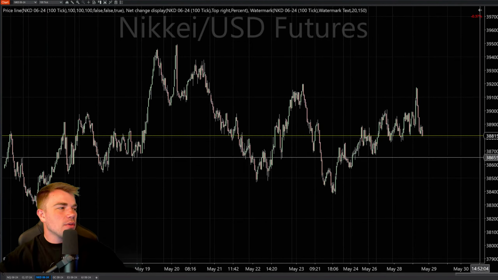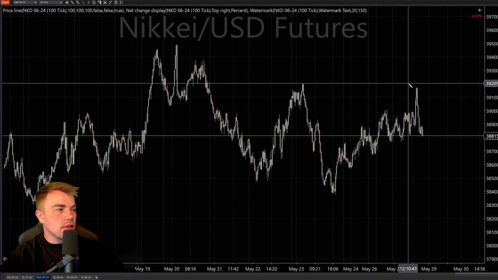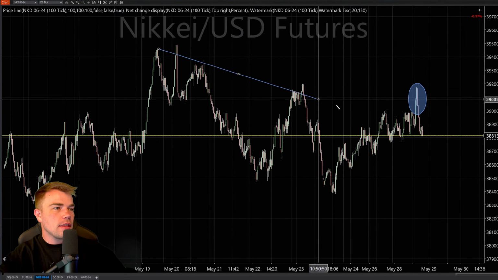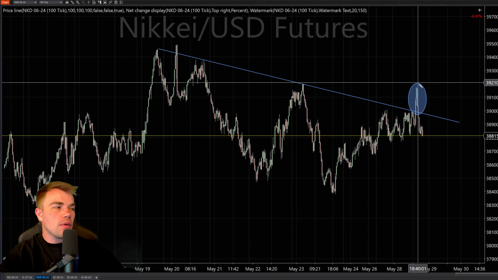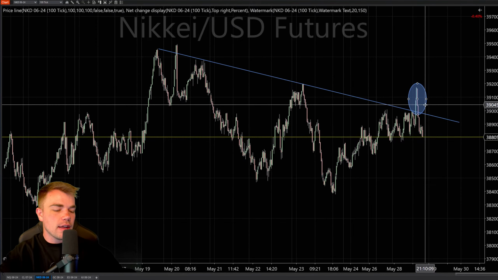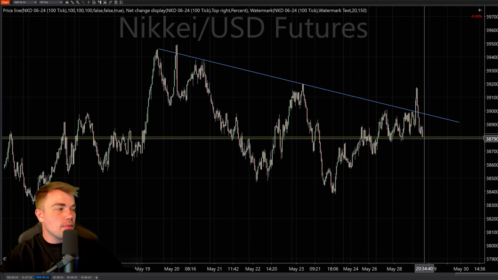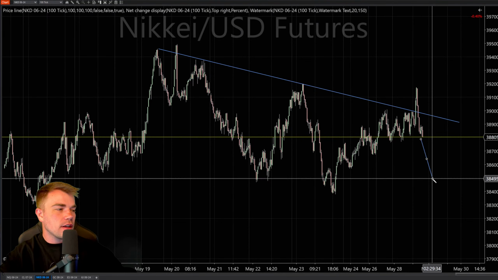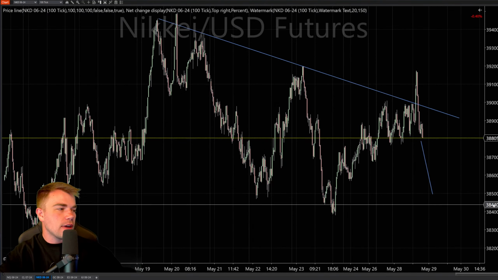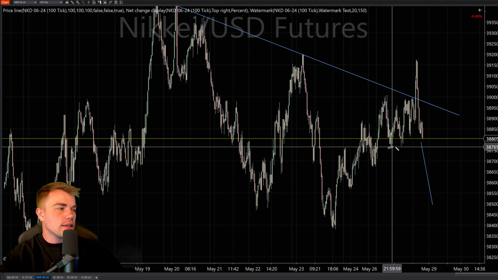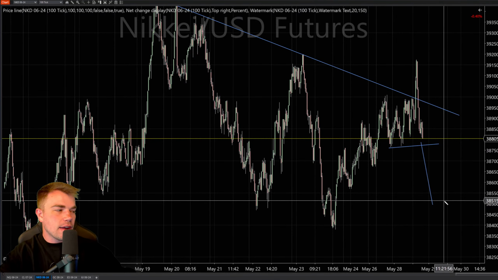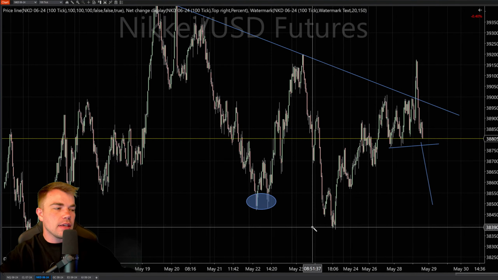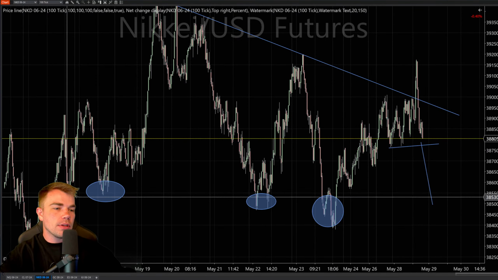Essentially, we did have a failed breakout. This is a failed breakout. You can see we had this bearish trend line. We tried to break out. We failed to break out of that. And to be honest, the way I'm looking at it is we could have a continuation down towards 38,500. I wouldn't be surprised if we start breaking some of these lows and we could see back down to 38,500. This has been a key zone for support.